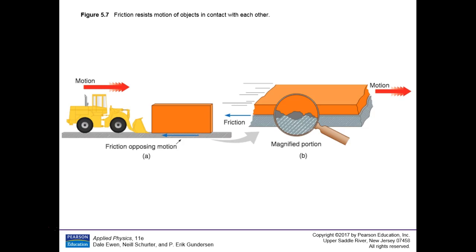Friction always opposes the motion. If I'm pushing this way on this, friction is pushing that way. If I'm pulling this way, friction's going this way. It always opposes the motion. Always.